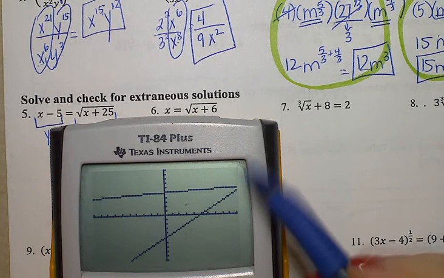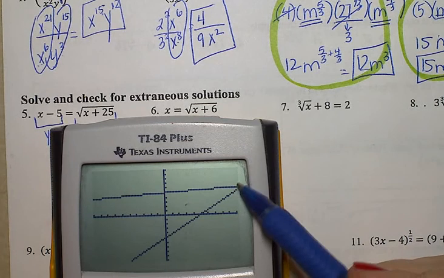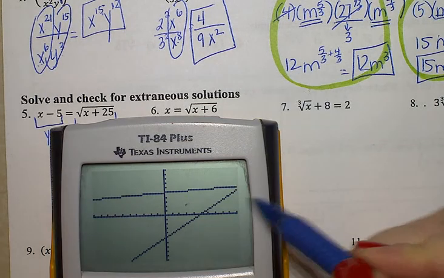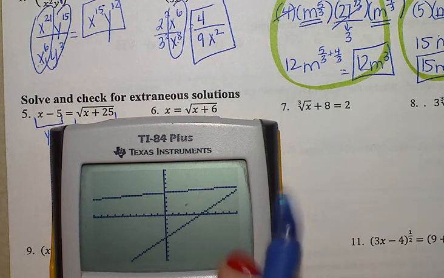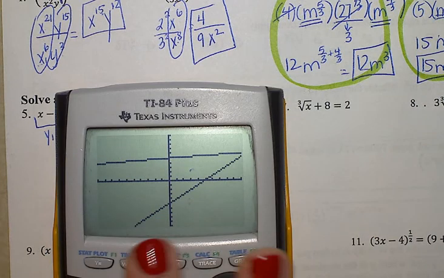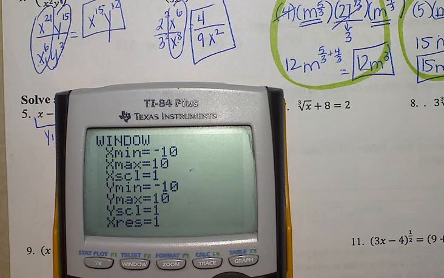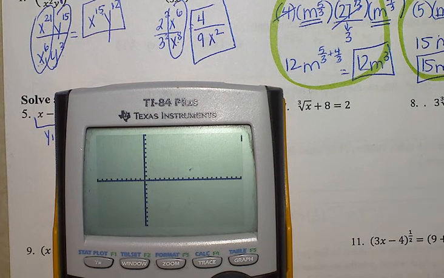So I can see they're almost meeting. Does everybody see this? We're almost at that point. So I need to just go to the right a little bit further. I'm going to hit Window, and I want to go to the right. So go to the X's, and I'm just going to go over to 20, just to give myself enough room, hopefully, to see where they intersect.